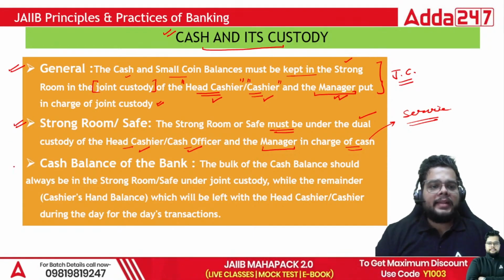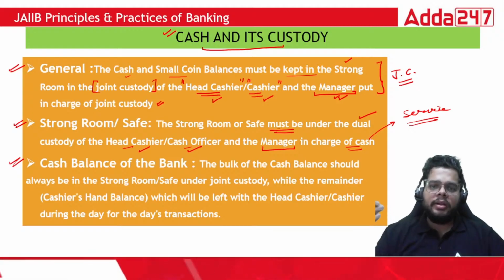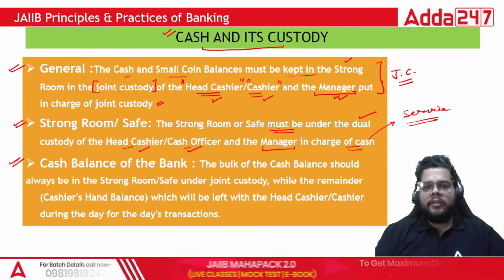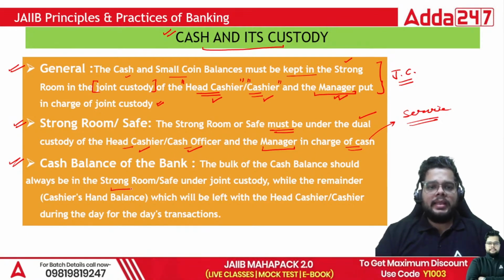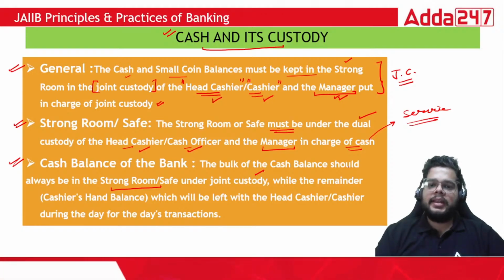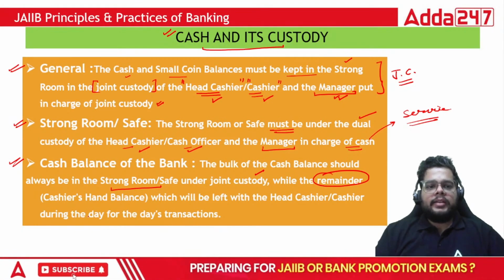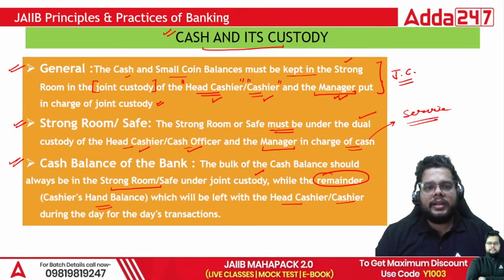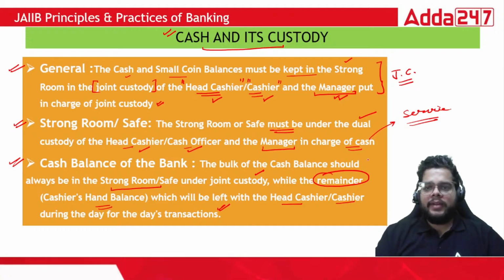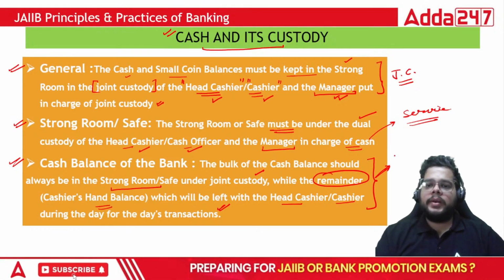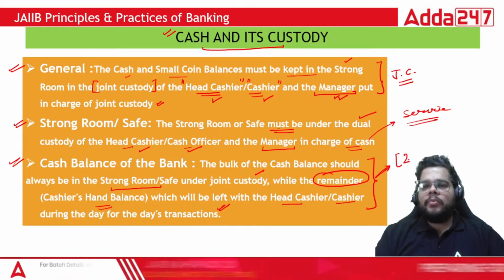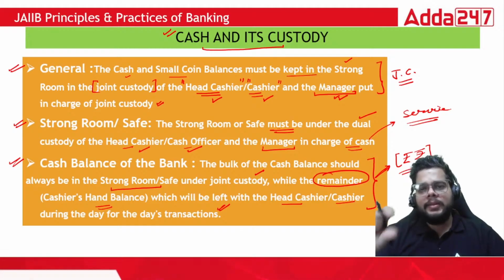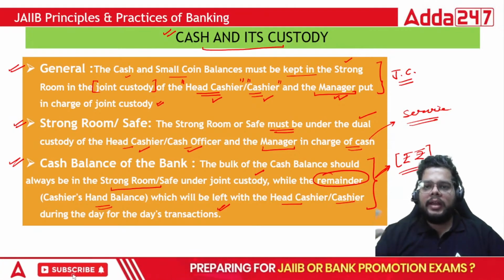Next, the cash balance of the bank: how we tally the cash balances of our branch. The bulk of the cash balance should always be in the strong room or the safe under the joint custody, while the remainder, the cashier's hand balance, will be left with the head cashier or the cashier during the day for the day's transactions. So always remember, whenever you open the vault, a particular amount is always considered for running the branch, and this amount is the bare minimum which you require to run your day-to-day transactions.